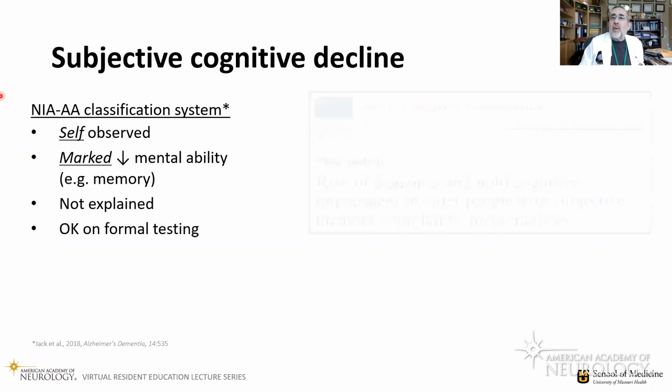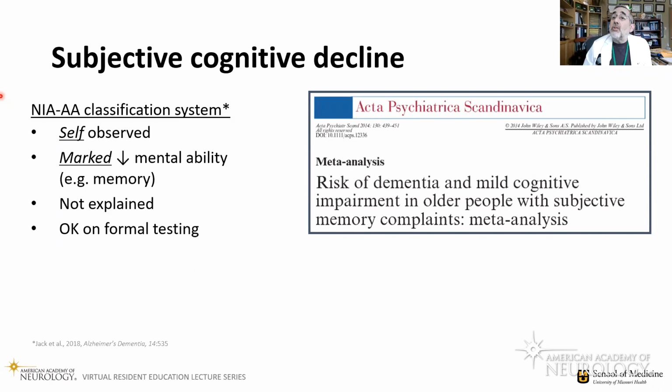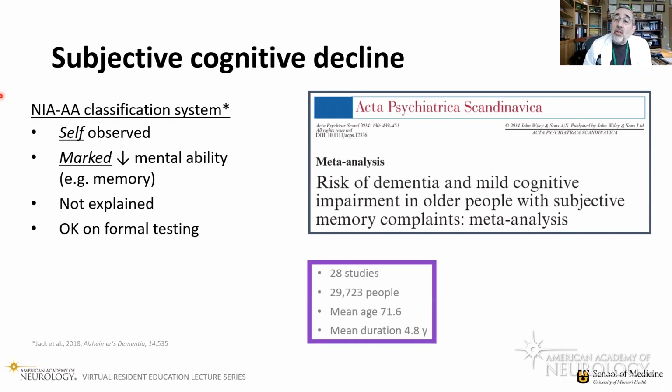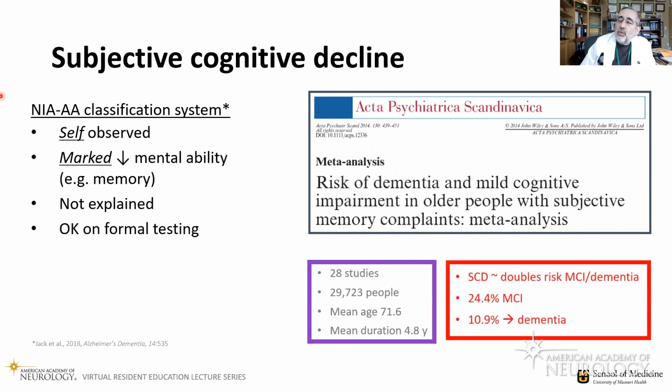To how often and to what degree should we be concerned? Here's a meta-analysis from a few years ago that put together 28 studies, not quite 30,000 patients, average age just a little over 70, followed over an average of not quite 5 years. And what was discovered is most people with subjective cognitive decline 5 years later are okay. Most people still would not be called mild cognitive impairment or dementia. About 1/3, however, will be, and that's about twice the rate of age-matched controls. So if you have subjective cognitive decline, it essentially doubles the risk of transition, doesn't determine it, but it increases the risk of developing mild cognitive impairment or dementia. So these are patients that should be watched, but watched fairly loosely.